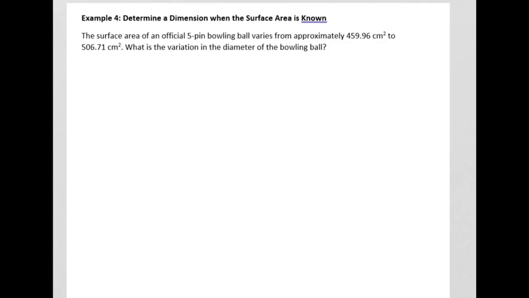Example 4 says the surface area of an official 5-pin bowling ball varies from approximately 459.96 centimeters squared to 506.71 centimeters squared. What is the variation in the diameter of the bowling ball?